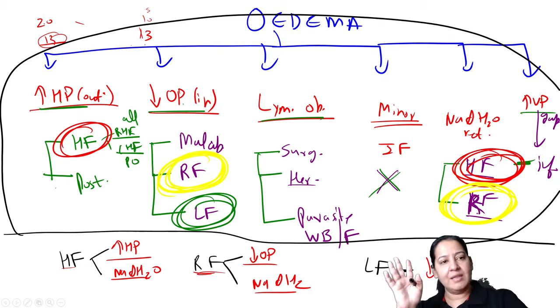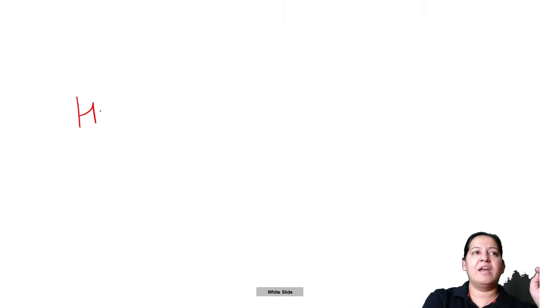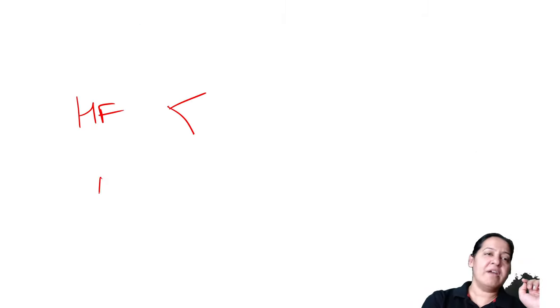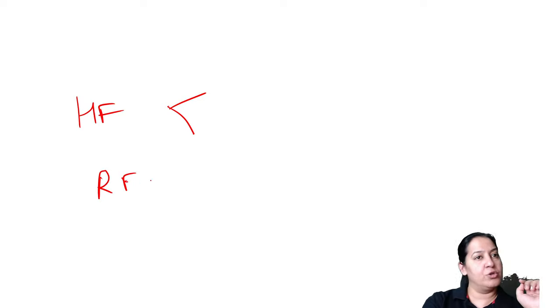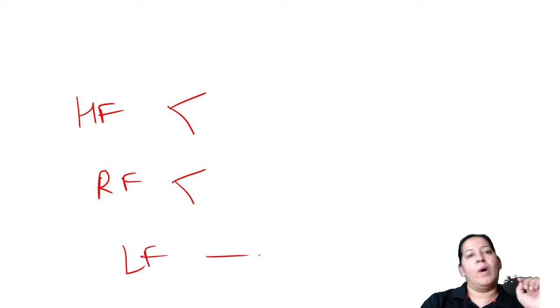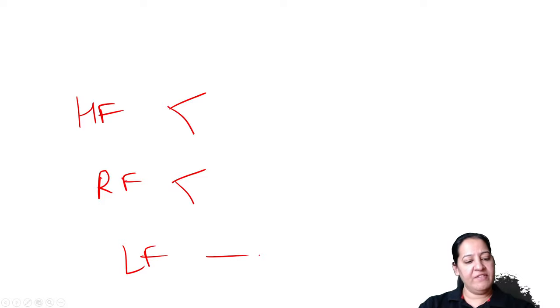So what is the summary? The summary is that heart failure occurs due to two causes. Renal failure occurs due to two causes, and liver failure occurs due to one cause. Everyone give me a thumbs up. You know the causes. Yes or no? Should I enumerate?